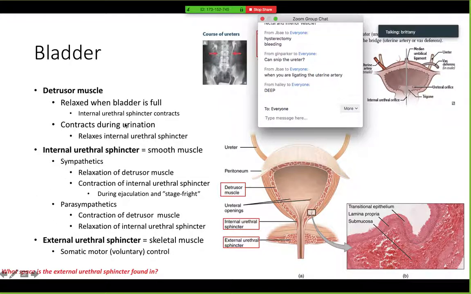All right, and then also, you want to know this right here. When your sympathetics are in control, the detrusor muscle is going to relax, which allows for filling of the bladder, and your internal urethral sphincter is going to contract. Yes.